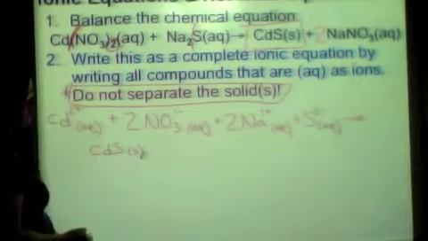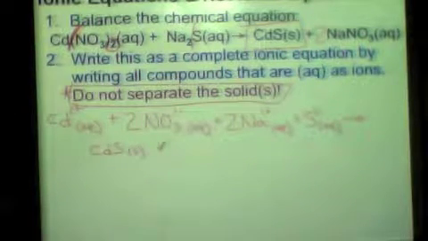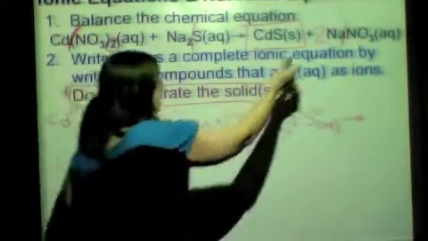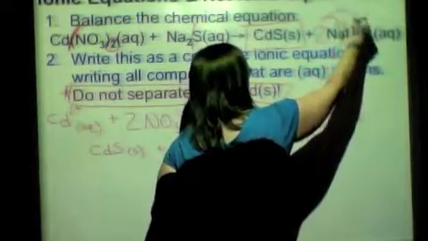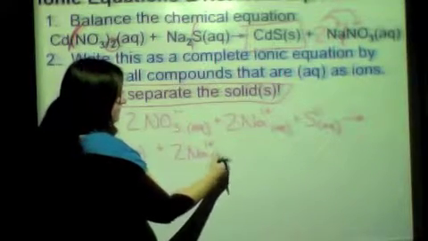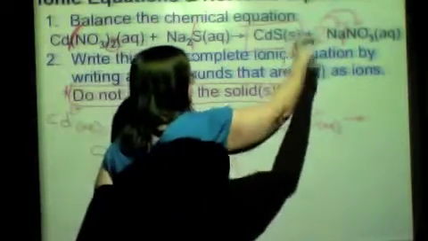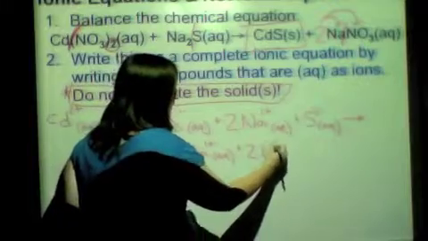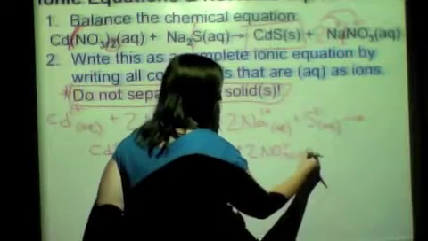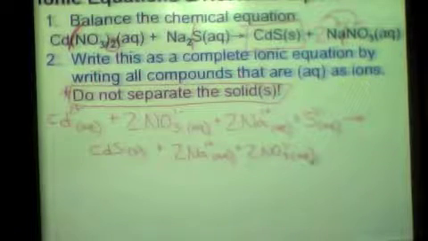Don't split it up. Plus, now we get to another aqueous compound, so we're going to split it up. How many sodiums do we have? 2. Remember, this 2 out in front is distributed to everything that's in it. So we have 2 Na with a charge of 1+, and it's aqueous. Plus, again the 2 is distributed, so we have 2 NO3 that has a charge of 1-, and it is aqueous. You have written the complete ionic equation.